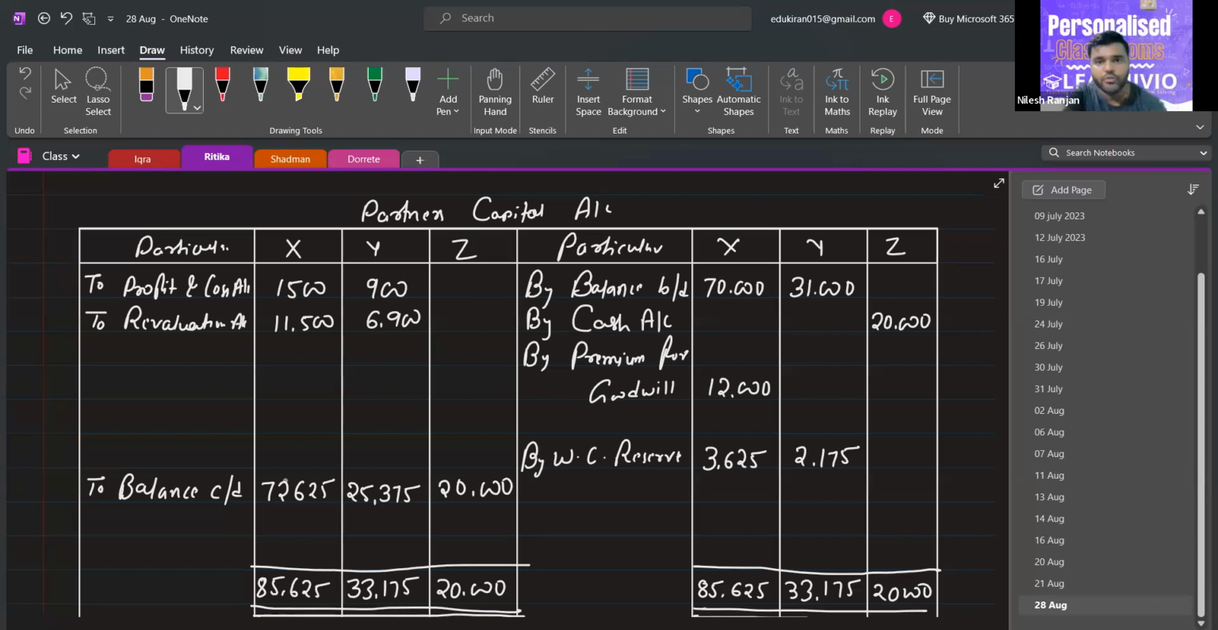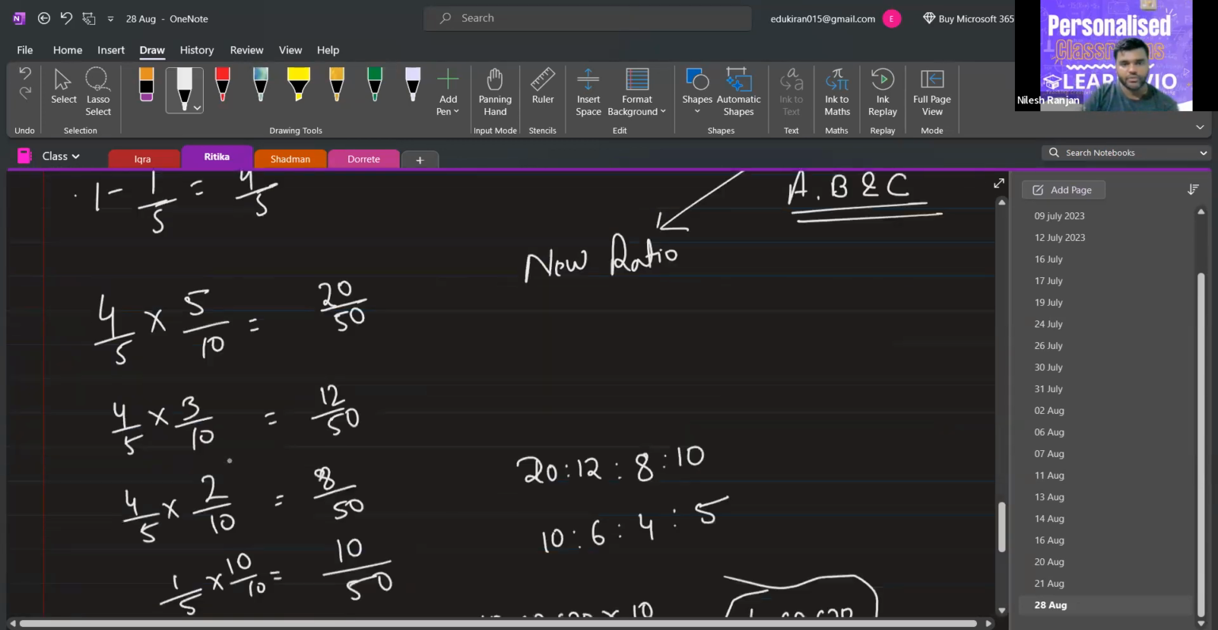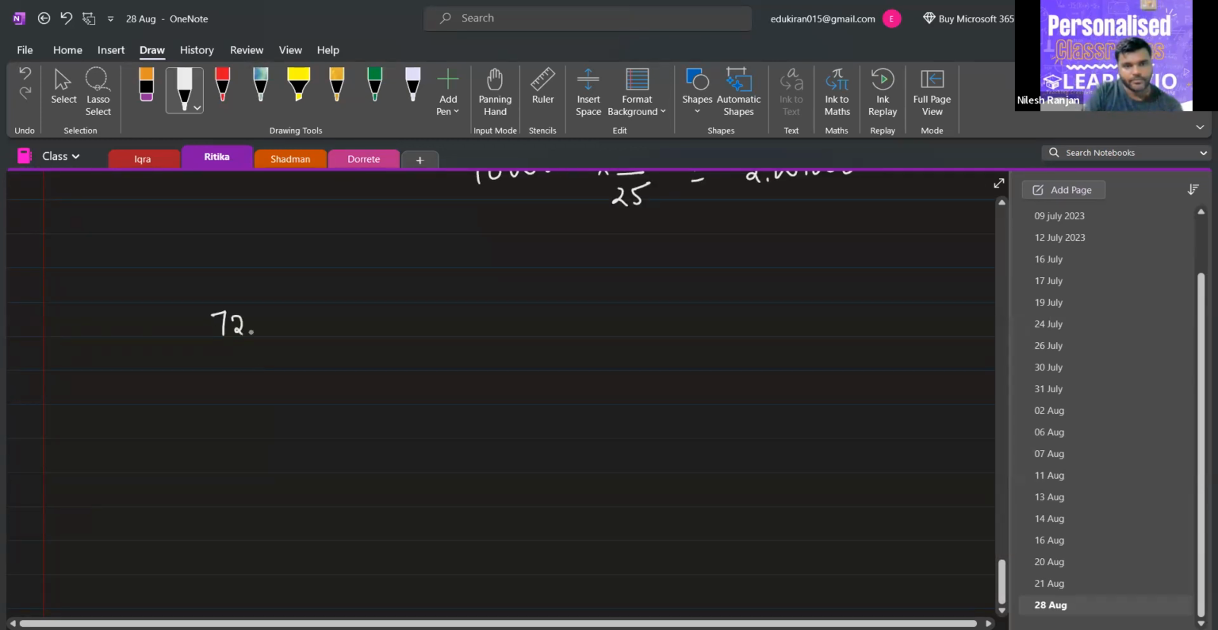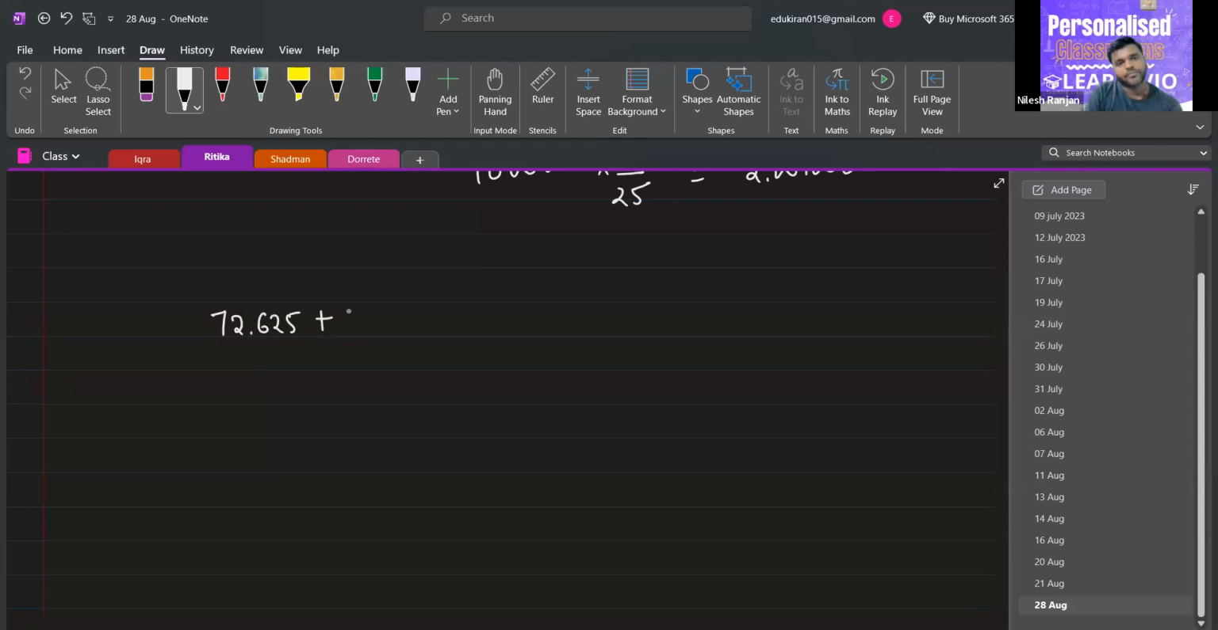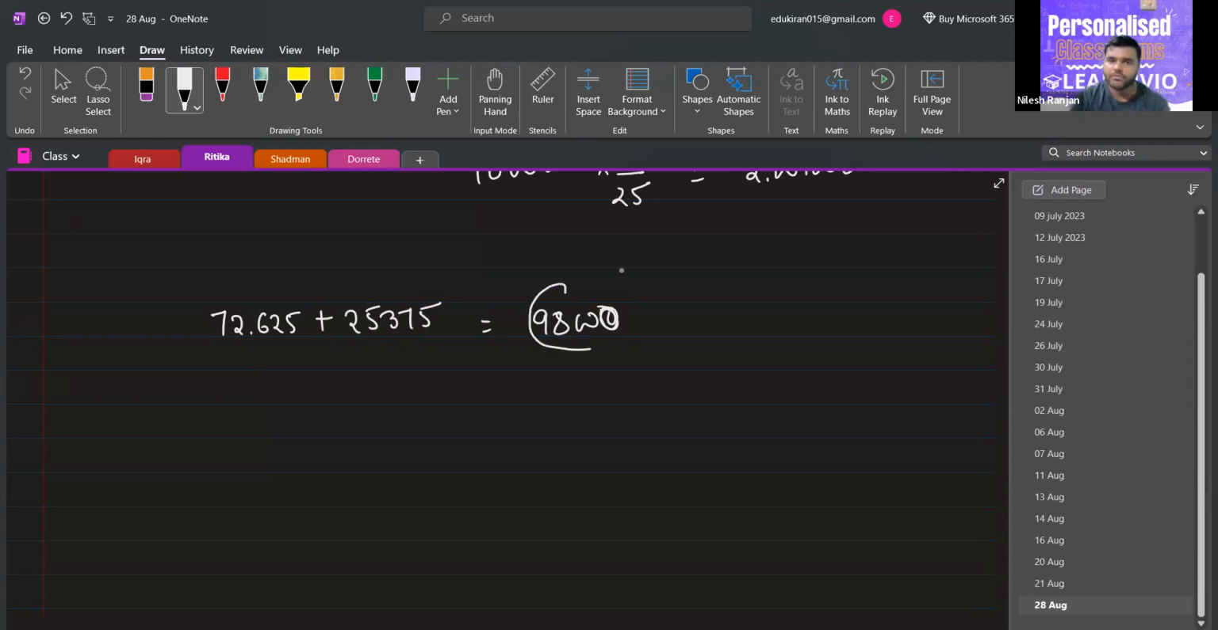So adjusted capital, if you have understood, let's say we have calculated 72,625 for A and 25,375 for B. So the total capital of these two is 98,000. Now, if they tell you to calculate the new partner's capital on the basis of the old partners' adjusted capital and their profit sharing ratio, then what will happen? 98,000 is for the existing partners.